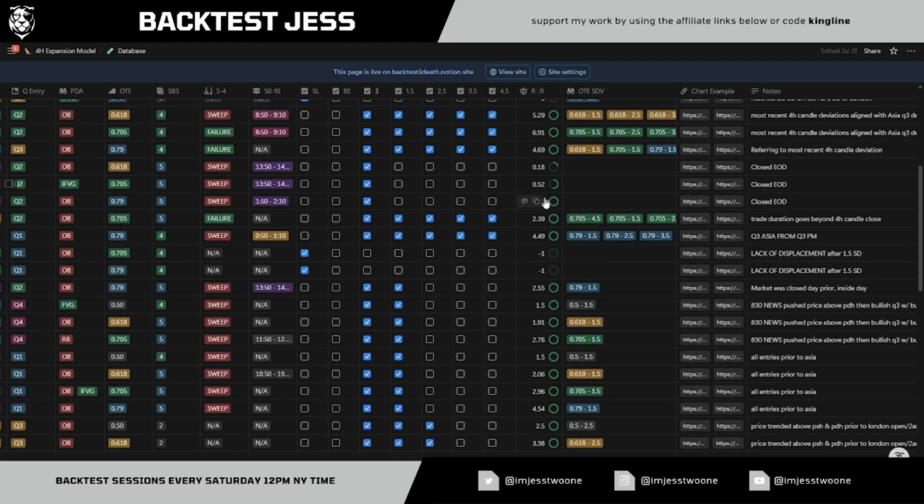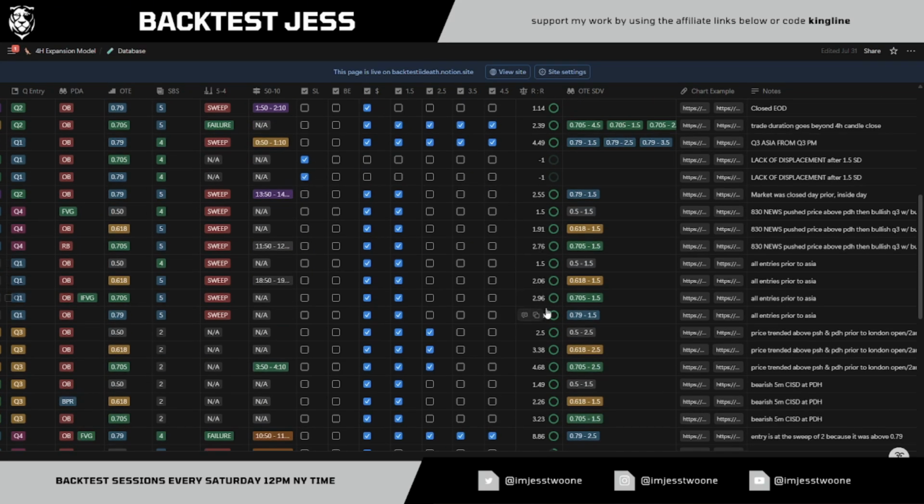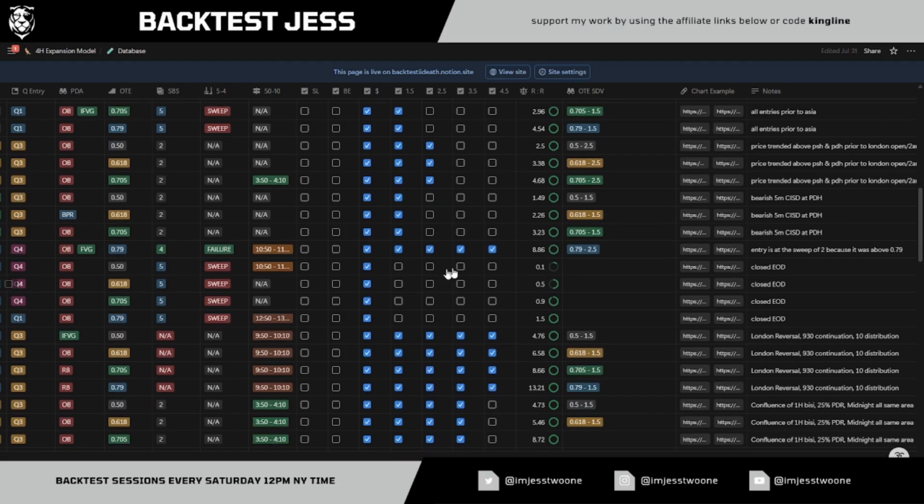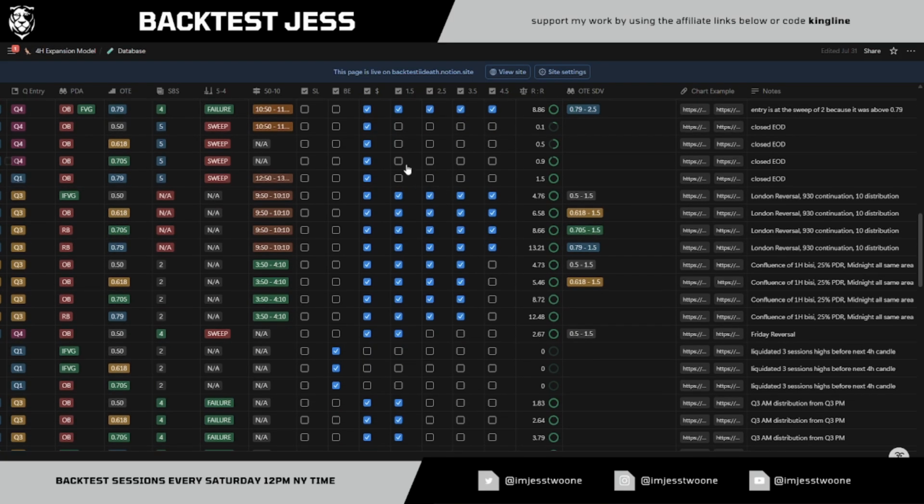So I'm just going to continue going through to make sure all the losses are -1 and all the BEs are 0. So again, the only scenario where we would be BE technically is when we trail our stops because a new 4-hour candle has formed. That's the only scenario. I can explain that further if anyone needs me to.